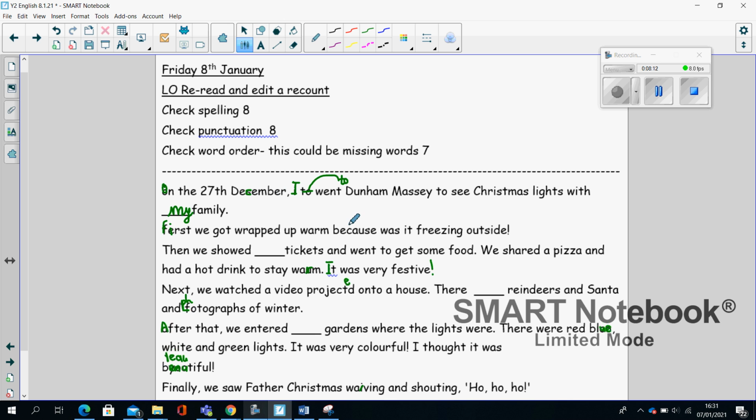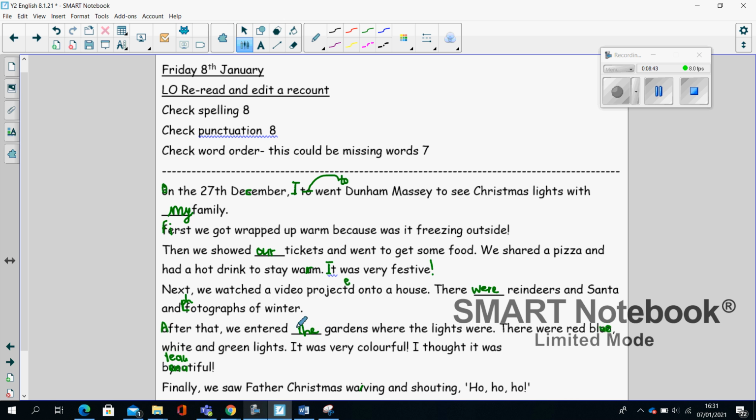First, we got wrapped up warm because it was freezing outside. Then we showed our tickets because the tickets belonged to us. I went to get some food. We shared a pizza and had a hot drink to stay warm. It was very festive. Next, we watched a video projected onto a house. There were reindeers and Santa and photographs of winter. After that, we entered the gardens.